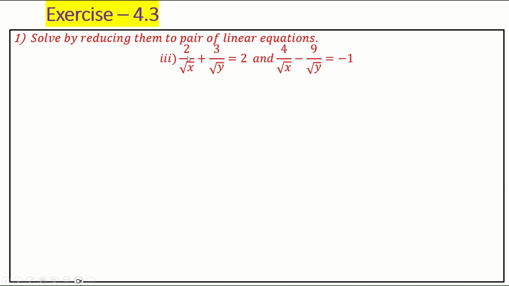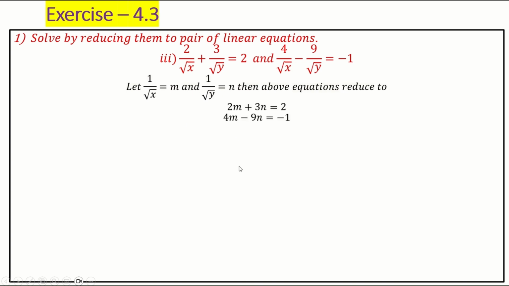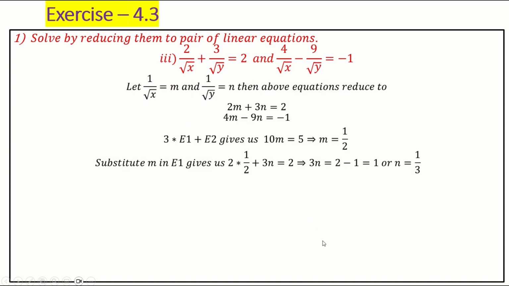Here you can easily define 1 by square root of x as one variable and 1 by square root of y as the other variable, m and n. Use the elimination method. The answers you will get are x equal to 4 and y equal to 9. Substitute and check always.